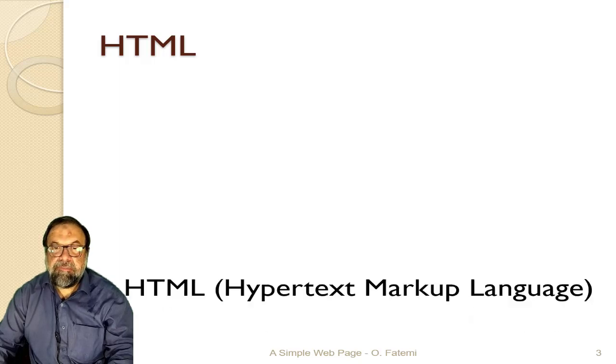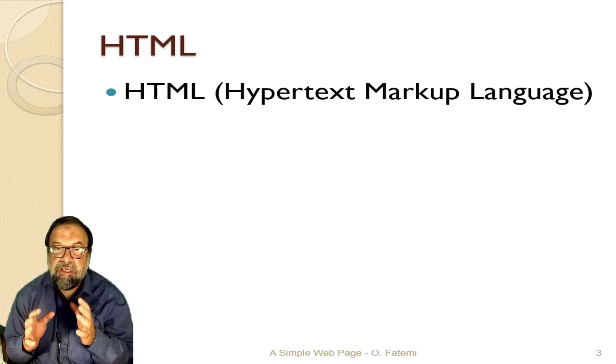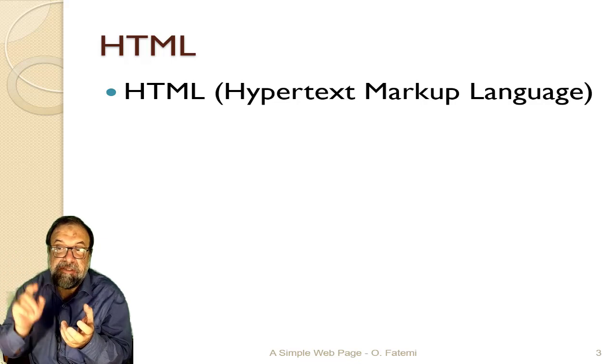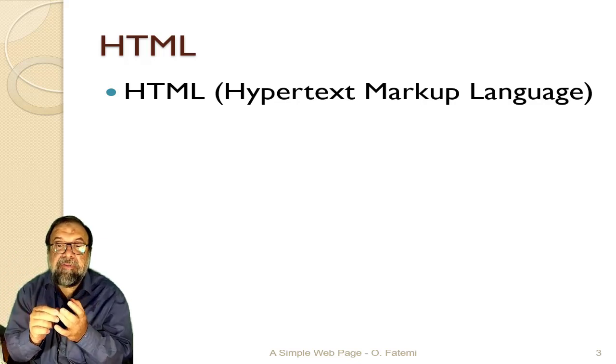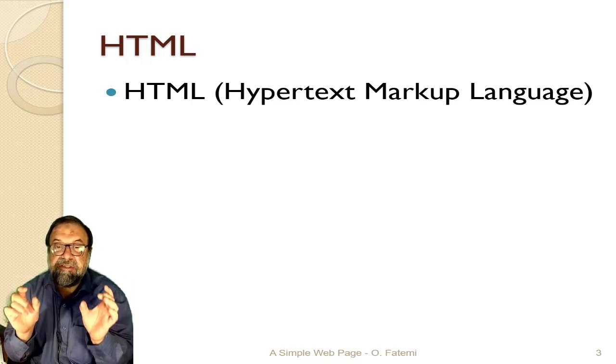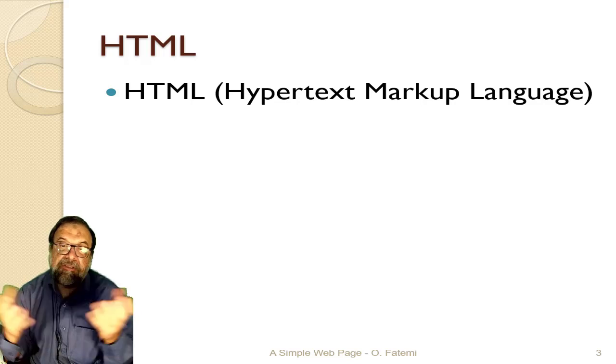HTML, what does it mean? HTML is the abbreviation of Hypertext Markup Language. As you could see, it is a hypertext, so it is some kind of a text with hypers, with links. It is a markup language, so we mark different sections of the code of the file, and it is a language.